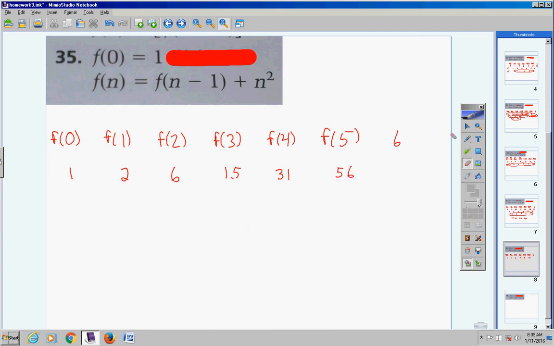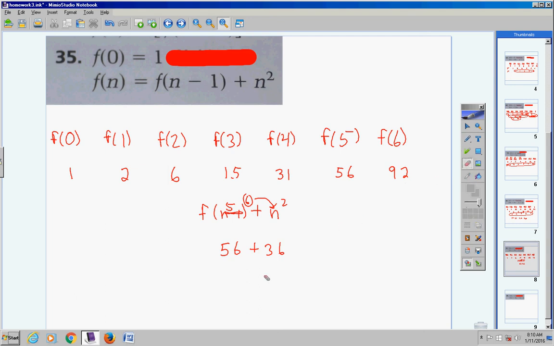And then last but not least, we're going to find the value of f of 6. So we're going to put 6 in for n. 6 minus 1 is 5. F of 5 is 56. Put a 6 in for n. 6 times 6 is 36. And so we come up with 92. Alright, 92.